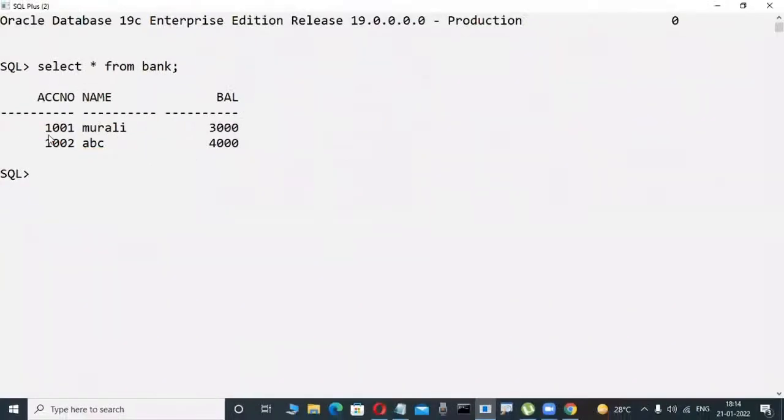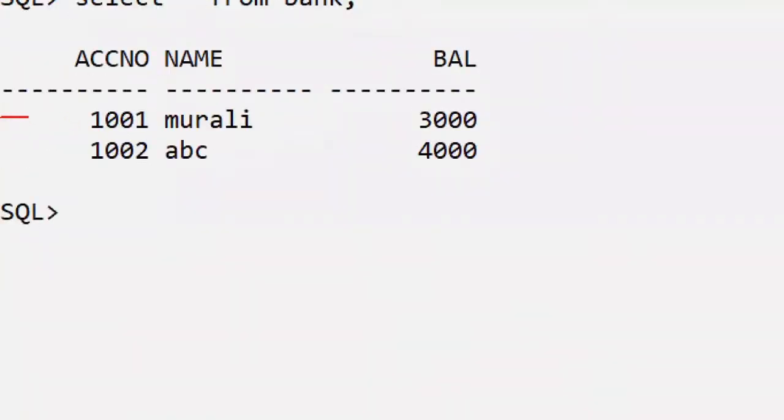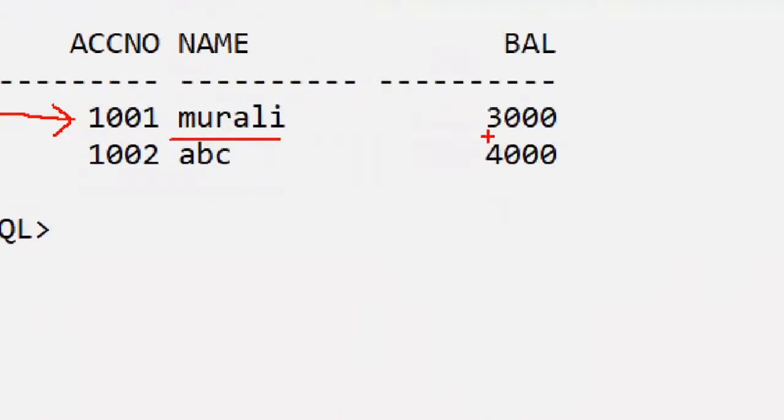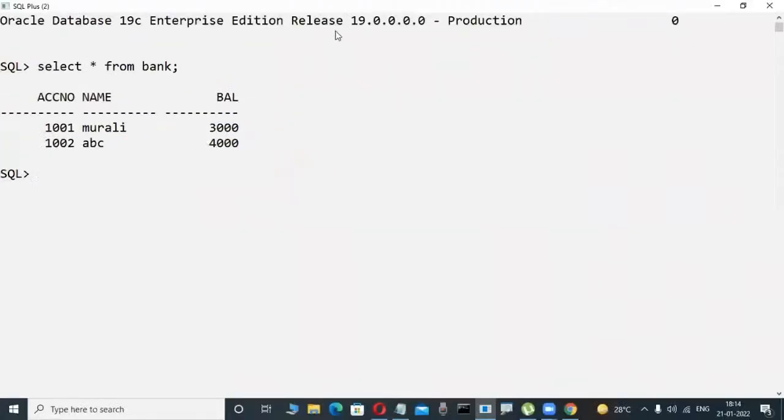Suppose this data, observe it here for 1 minute. 1001 is an account number. My name is Murali, I'm an account holder. My balance is how much? 3000. Observe here, my balance is 3000, for example.